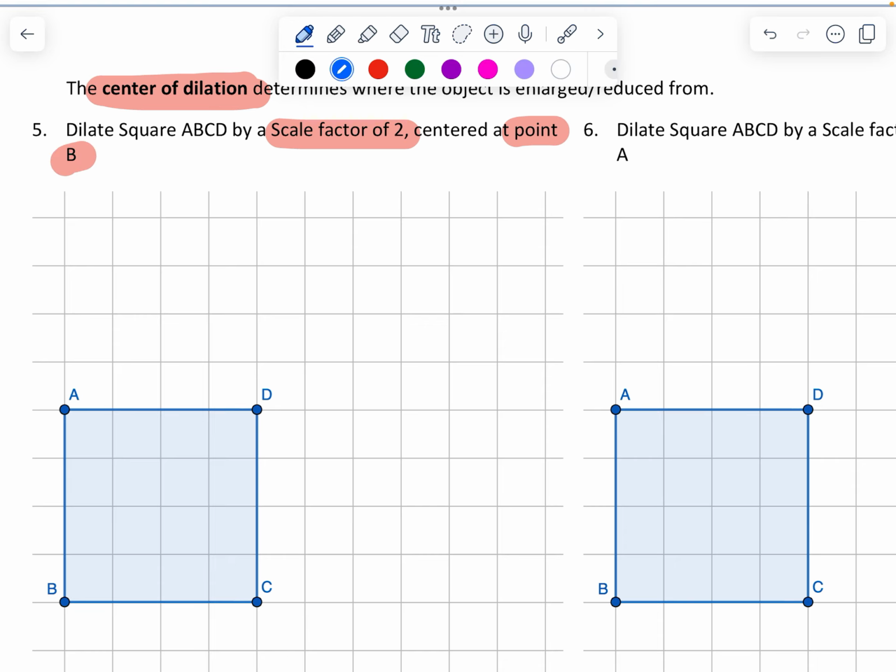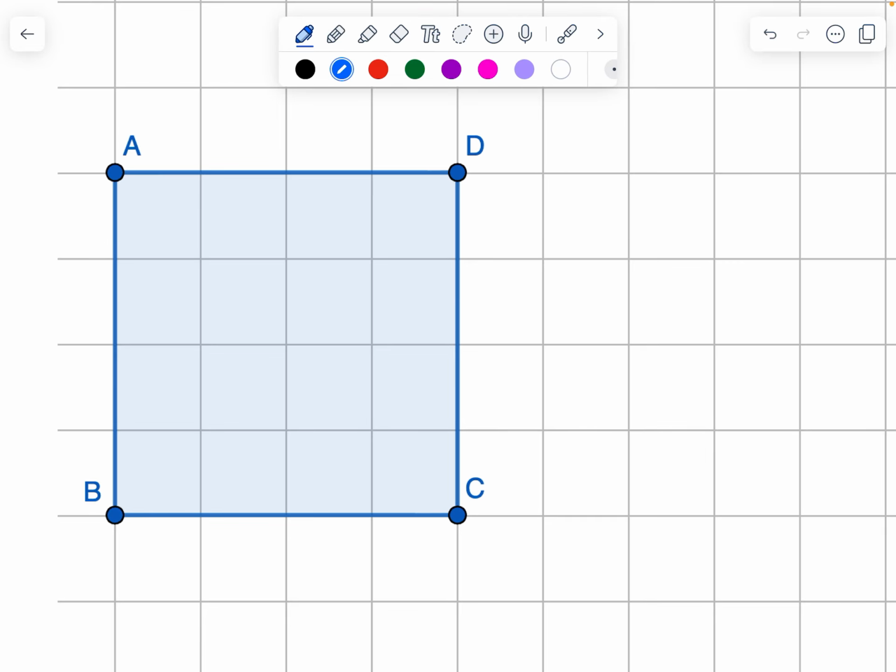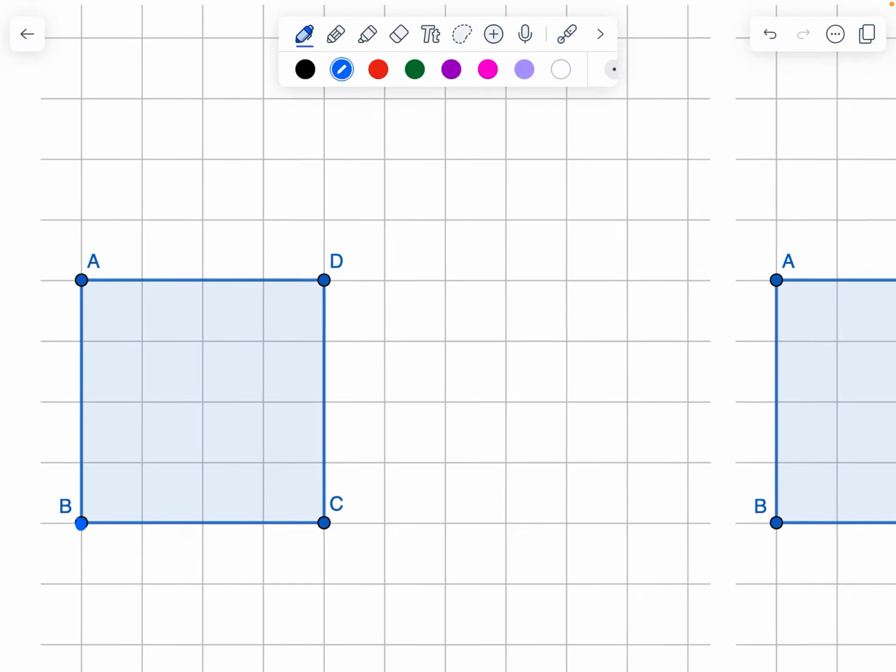So if we want to dilate this square, first of all, we're going to do it by a scale factor of 2. So that means everything's going to be twice as big, and it's going to be centered at point B. So if you think about when we had rotation, a center of rotation, if you're on the center, that point does not move. Okay, so B is actually going to stay the same.